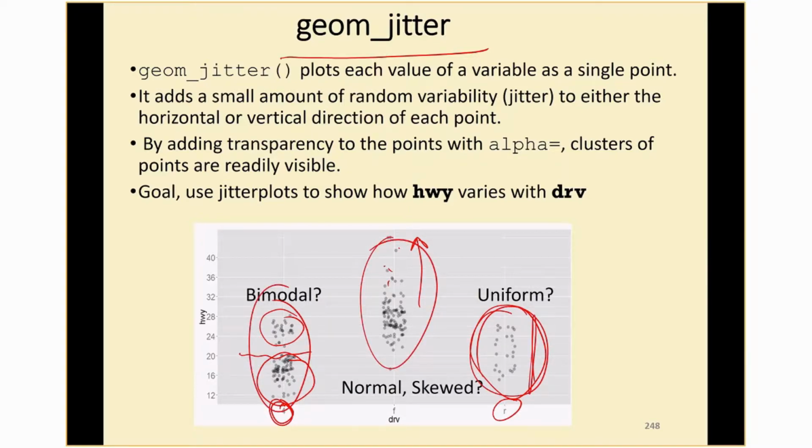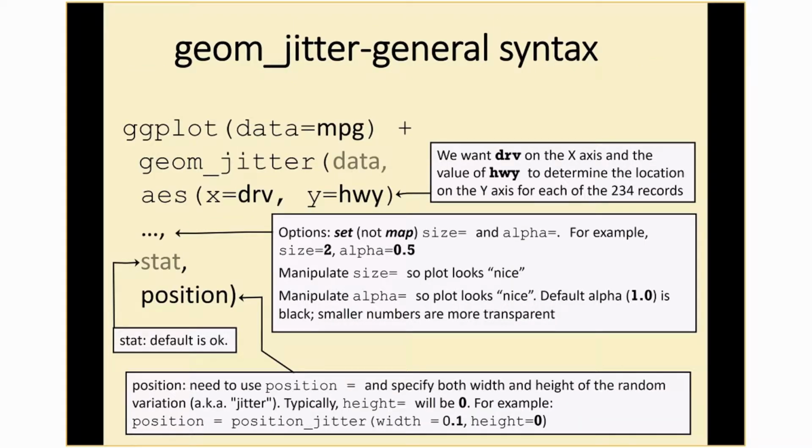So if you want to really get a detailed sense of what's going on with your data, I would strongly recommend using geom jitter. So in terms of its general syntax, we'll once again look at the template we've seen so many times before. We're going to specify our data frame and inherit it.